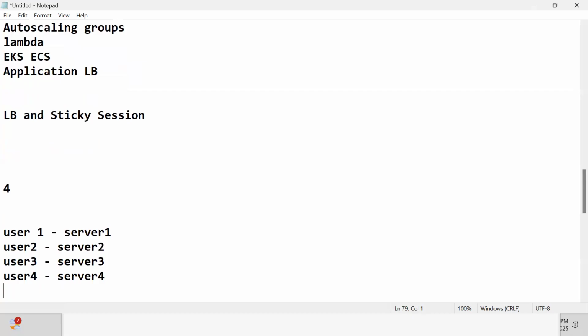User 5 goes to Server 1, because we have only four servers there. Okay, the sixth user request goes to the second server.